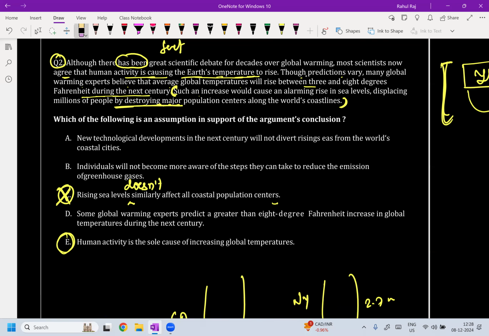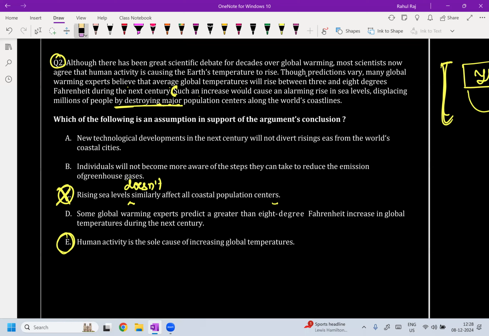Because it was written most scientists, so not all scientists believe human activity can be the sole reason. Some scientists might believe something else. So in the sentence it is written most scientists, so most of them might believe, but there might be a few who might not believe it. No, Shimankar, no matter. See here, it's written human activity is causing Earth's temperature to rise. What we have read about the basic definition of assumptions, you are not following. The basic definition of assumptions is what? A hidden fact, something that's not stated in the argument. This is stated in the argument, man. How can this be an assumption?